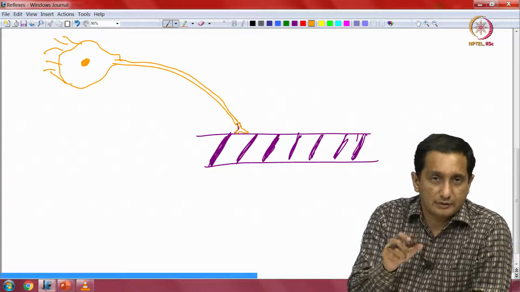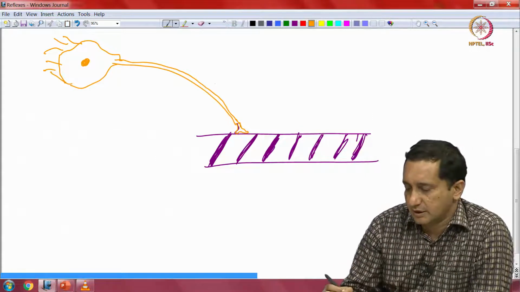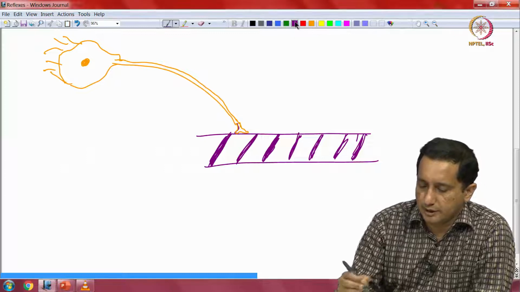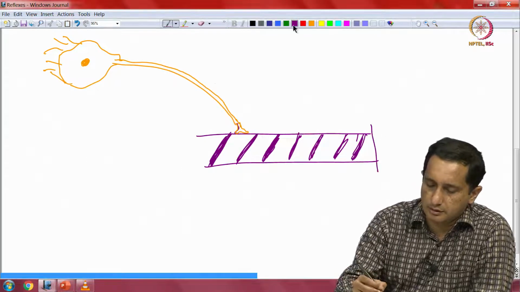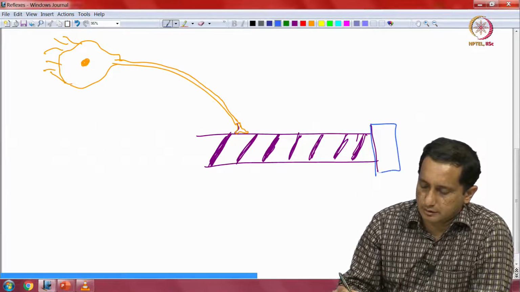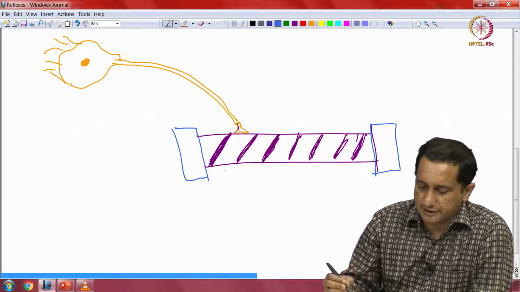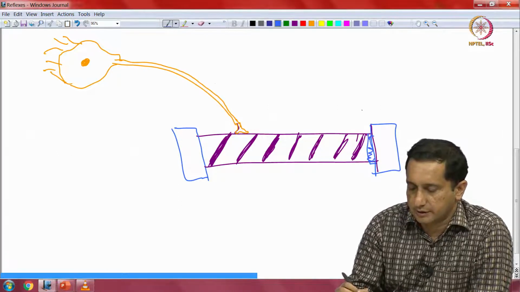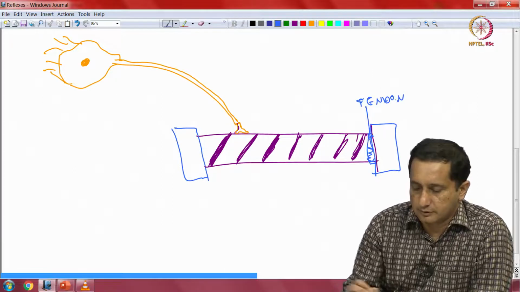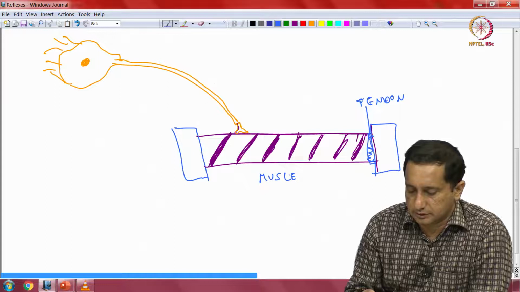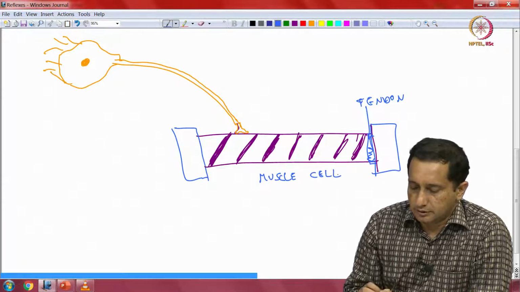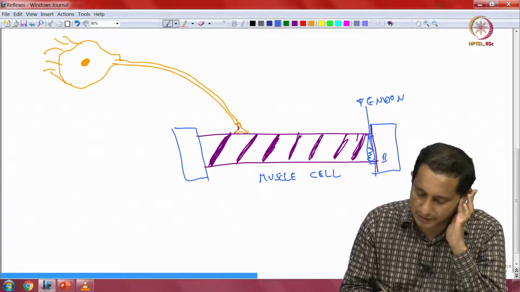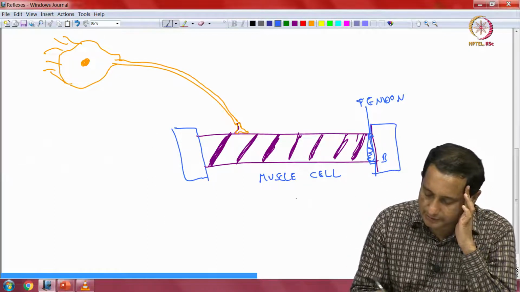Now, this is one part of the story. What actually happened during the process is that muscle cells are attached to the bones. This is a representation of a bone, and when you tap with that hammer, the attachment is through tendons. So, this is a tendon, muscle, muscle cell, tendon and bone. When you use that hammer and tap, there is a sudden increase in the length of this muscle cell.